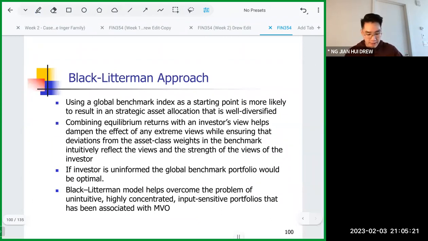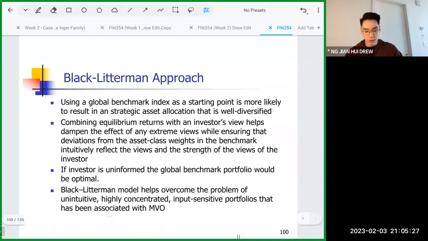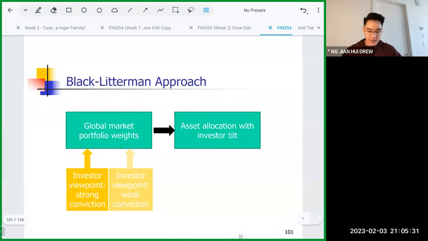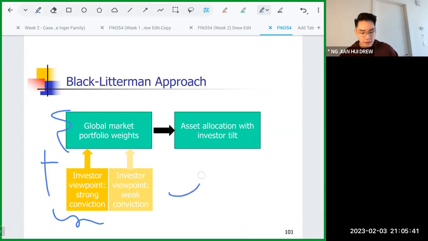So this is just a repeat of how we do it, using the benchmark and all. I'll not repeat again. It's just written in more proper finance language. This is a depiction of how you do it, for understanding: your investor's point of view and your global benchmark. You add them together, and then you get an asset allocation based on that.